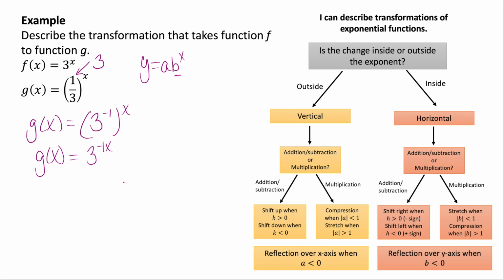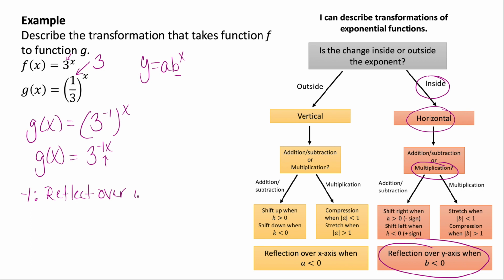So you can see now this is basically a transformation where I've added in a value of b. I have a number right here, inside my exponent, so that's going to be a horizontal change. It's multiplying my x, and it's not a stretch or a compression. For a stretch or a compression, it has to be less than 1 or greater than 1, but not equal to 1. However, it is less than 0, so I'm going to have a reflection over the y-axis. That negative 1 is going to reflect this graph over the y-axis.